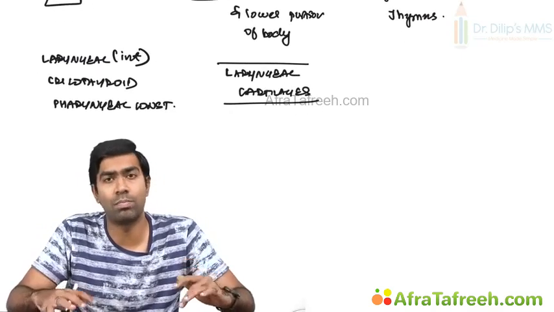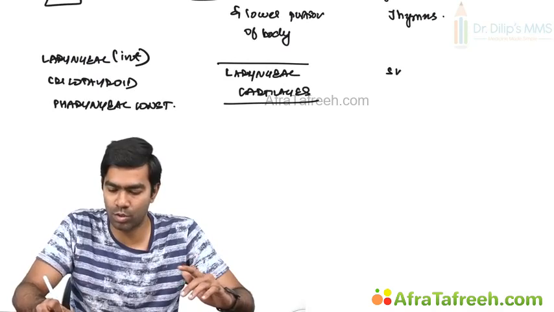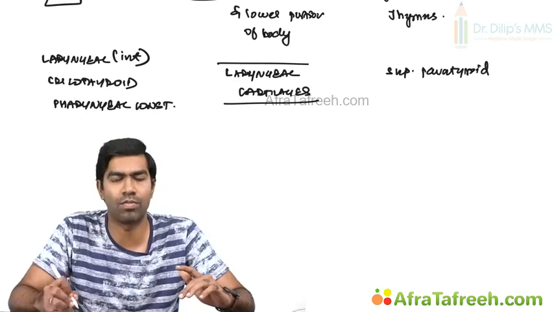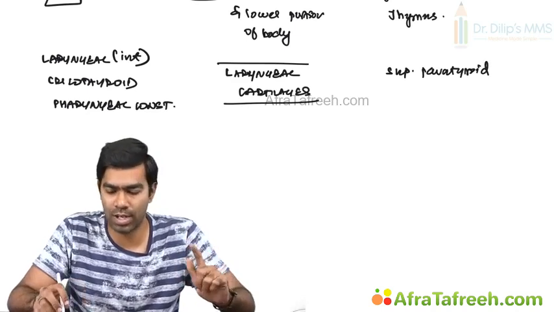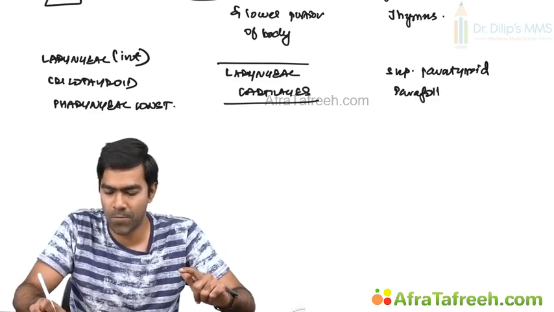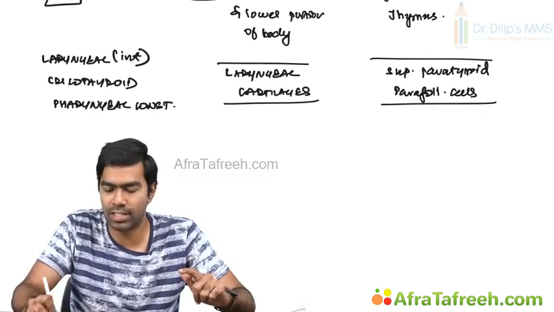Similarly, the fourth pouch is going to give rise to the superior parathyroid gland. Superior parathyroid gland is going to form from the fourth pouch only. At the same time, they are also going to give rise to the parafollicular cells. Parafollicular cells are C cells which are going to secrete calcitonin, which we saw already. Clear? Parafollicular cells are the C cells of the thyroid gland.